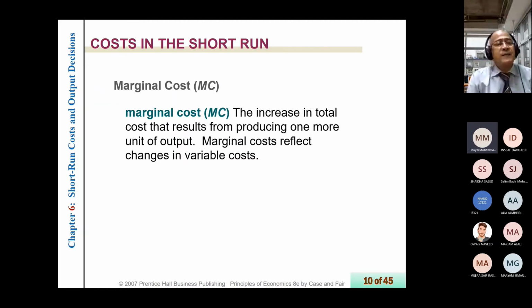Okay, so what is marginal cost? It is the change in total cost, or even total variable cost, due to a change in output. So if I decided to produce an additional kilo of tomatoes, total cost or total variable cost will increase. This increase is called marginal cost.